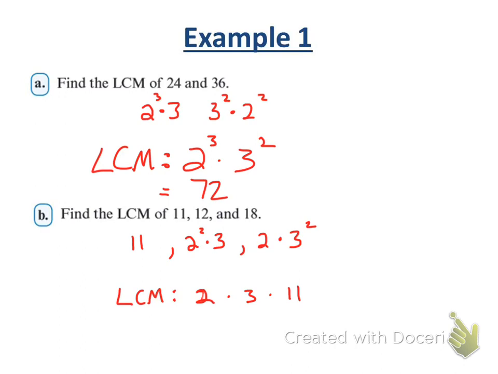How many 2's do I need? 2 squared. You have to have the greatest, right? 3 squared, and then 11. So that's going to be 44 times 9. 360 plus 36, 396. Is that right? 396. So I'm not sure what method you would use to find that if you didn't use the process.